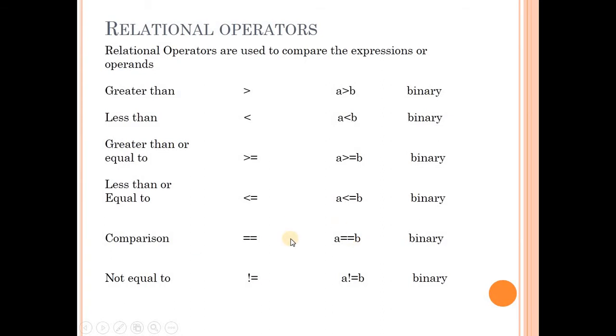A equal to equal to b is binary, it is a comparison. So it compares the value in a and the value in b. Whenever you write a single equal to, that is a different thing. I'll discuss that later. And not equal to is a not equal to b. So we'll write a program on it.